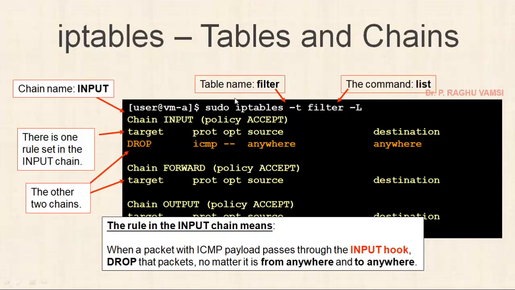The forward chain and output chain will be here. You can see here. So how to enter this particular rule? This rule can be entered via the iptables filtering options that we'll see next. The rule in the input chain means when a packet with ICMP payload passes through the input hook, drop the packet, no matter from where, from anywhere to anywhere, irrespective of the source or the destination. If the packet enters the system, then drop the packet. This is the idea of these iptables filtering rules.